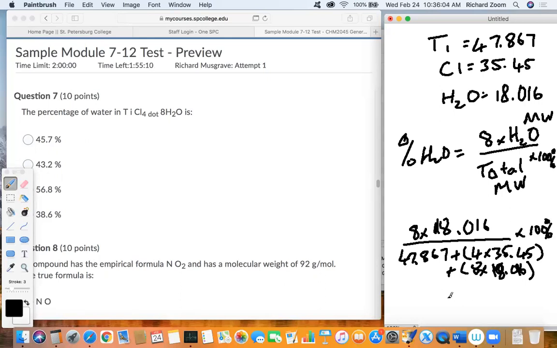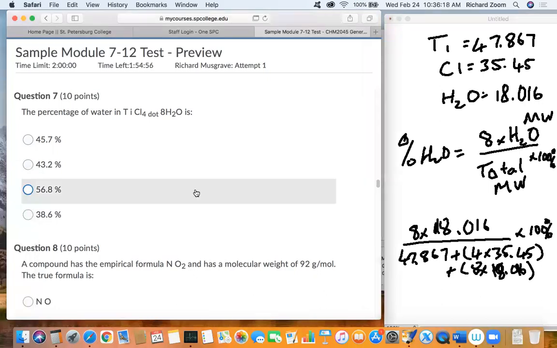Now I'm actually not going to do the math on that. I think you can manage that. And then you choose whichever one is closest on the percentages. Does anybody have any questions about number 7? Okay.